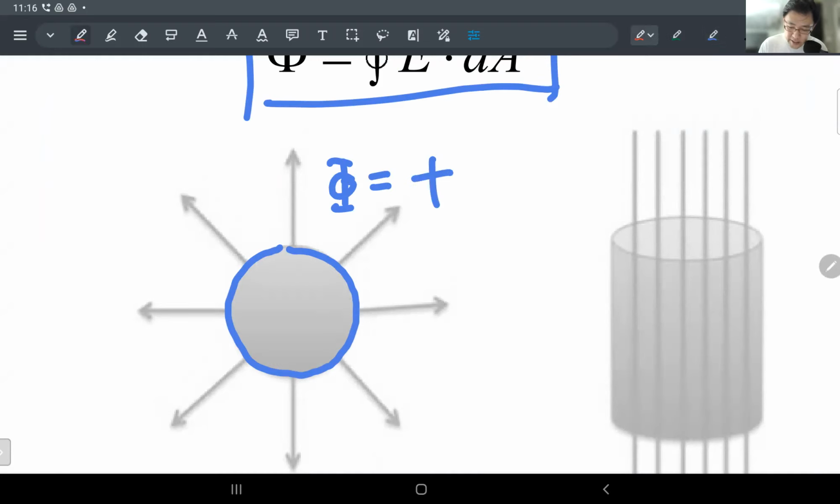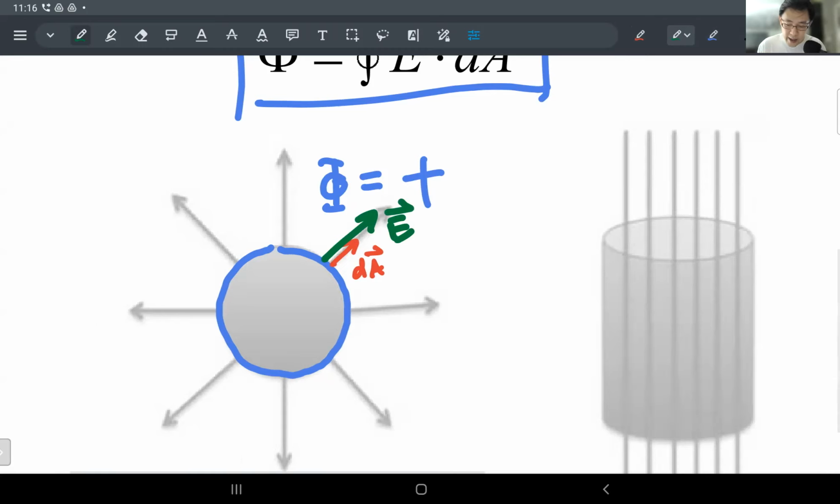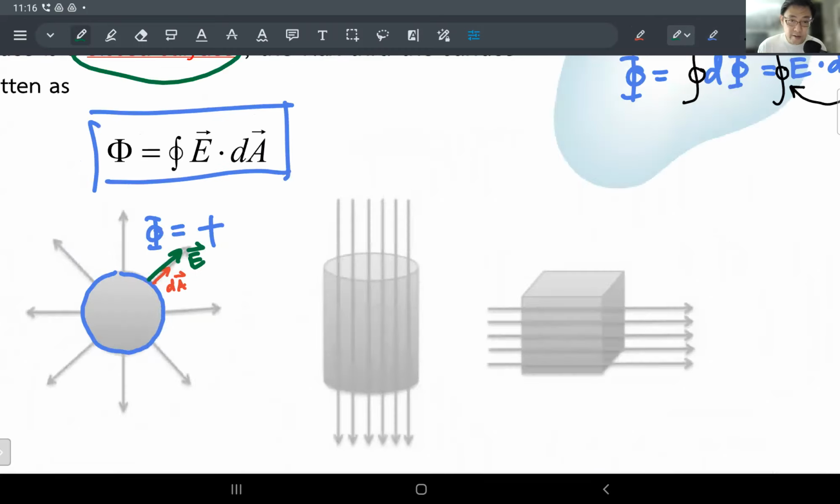Because on the surface of this one, the area vector, which I draw in differential form over here, and the electric field coming out are pointing in the same direction. So cosine 0 is always positive here. The net flux is supposed to be positive on the first figure. Sounds good? Try the second one here. What about this one? What do you think about the net flux on this?